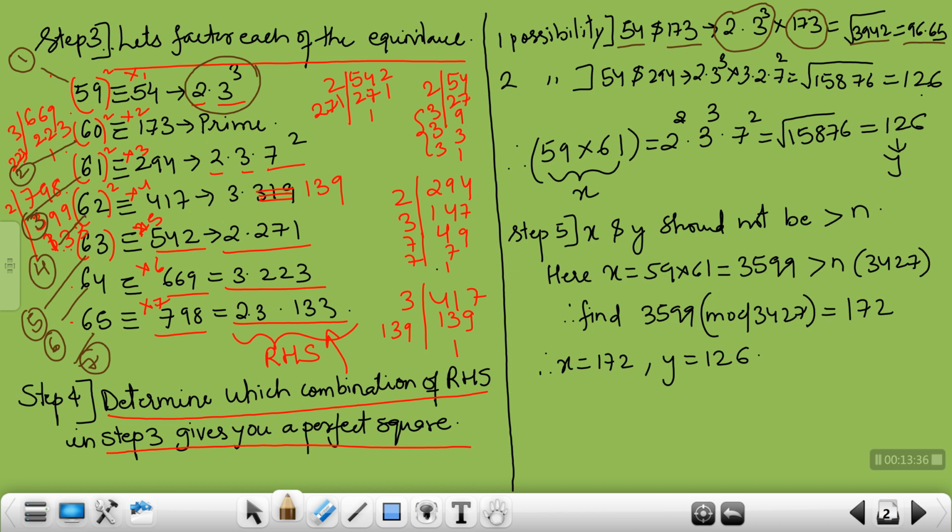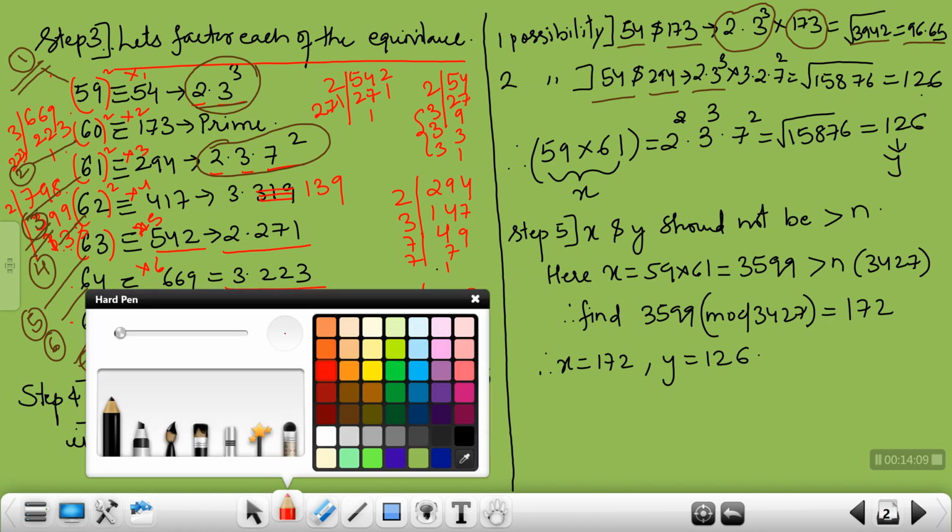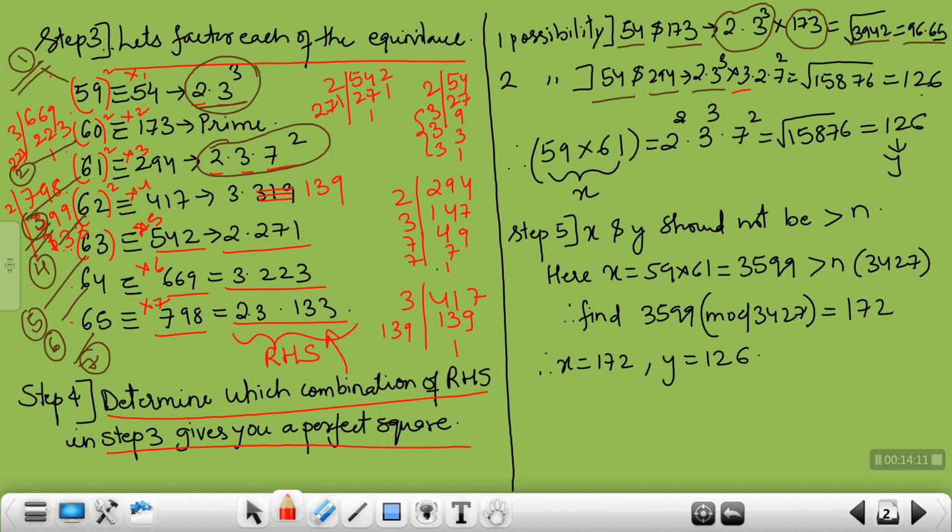For the second combination, I will combine equation 1 with equation 3. So factors of equation 1 with factors of equation 3, that is nothing but 54 and 294. What are the factors of 54? You can see they are 2 into 3 raised to 3, which I have taken over here. And what are the factors of 294? My factors of 294 are 2 into 3 into 7 square, which I have taken over here.